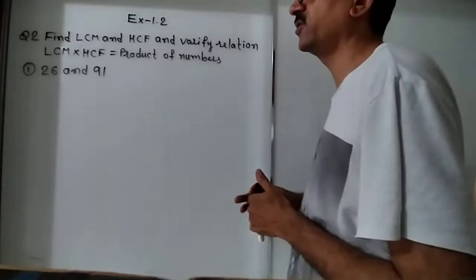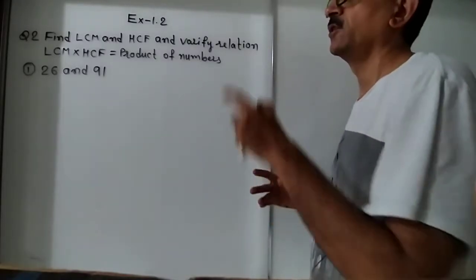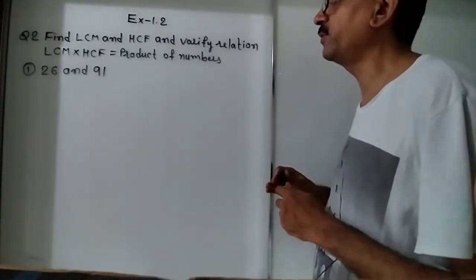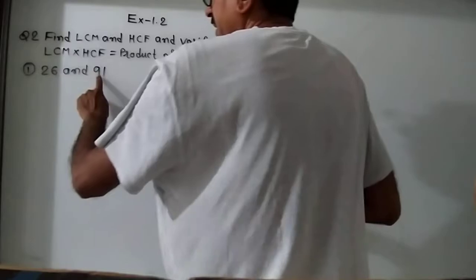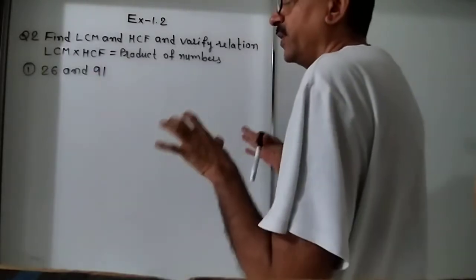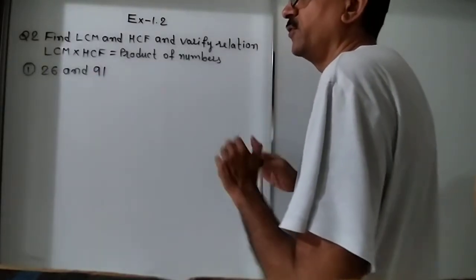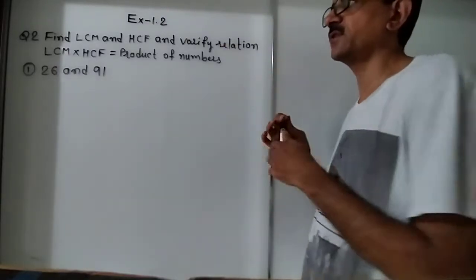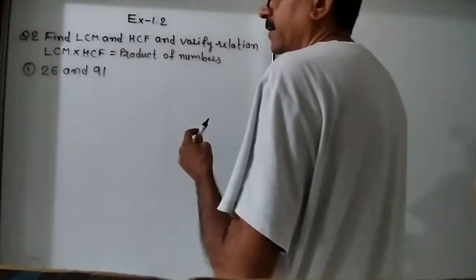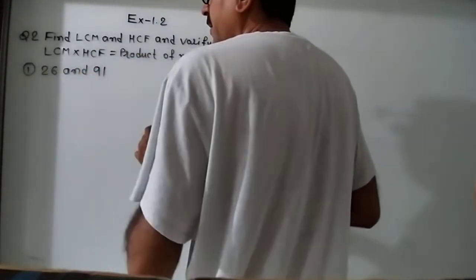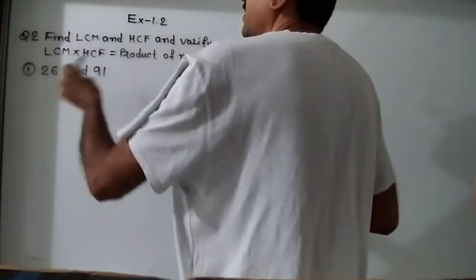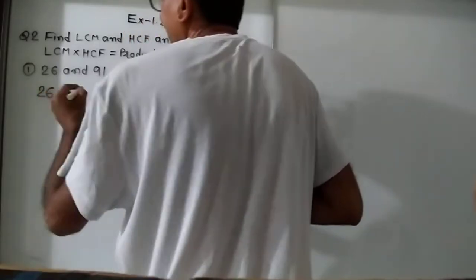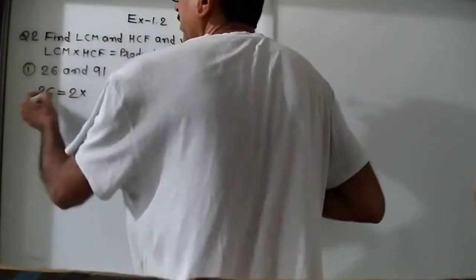Yesterday, in the last lecture, I explained that the product of LCM with its HCF is always equal to the product of the numbers. Here the numbers are 26 and 91. To find the LCM and HCF, we follow the fundamental theorem of arithmetic, that is, we first find the prime factors. From the prime factors we define HCF and LCM. Here the numbers are very easy, so we find the factors directly without using the method.